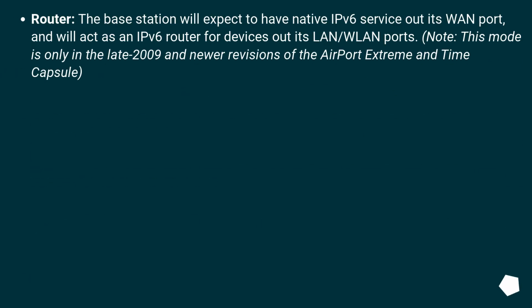Router. The base station will expect to have native IPv6 service out its WAN port, and will act as an IPv6 router for devices out its LAN/VLAN ports. Note, this mode is only in the late 2009 and newer revisions of the AirPort Extreme and Time Capsule.